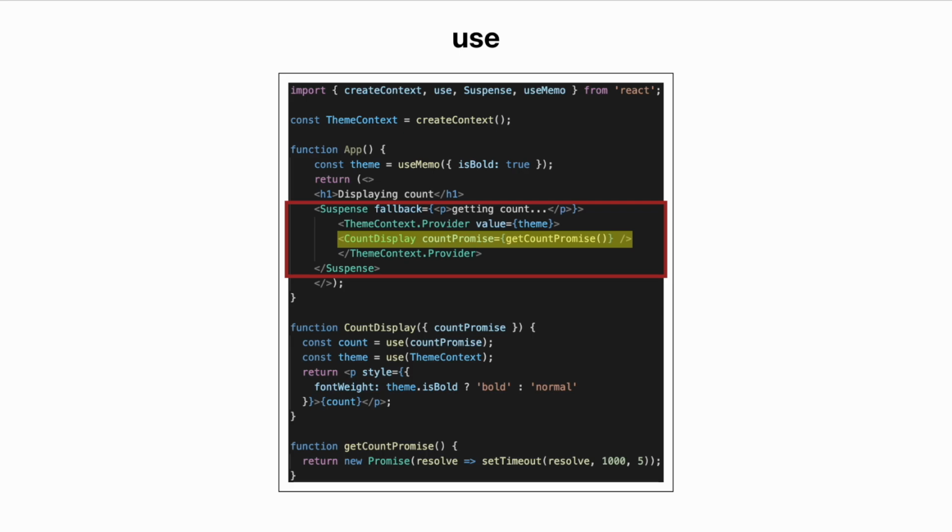The component calling use suspends while the promise passed to use is pending. If this component is wrapped inside a Suspense boundary, the fallback will be displayed. Once the promise is resolved, the fallback will be replaced by the rendered component. What if the promise gets rejected? Then the fallback of the nearest error boundary will be displayed.